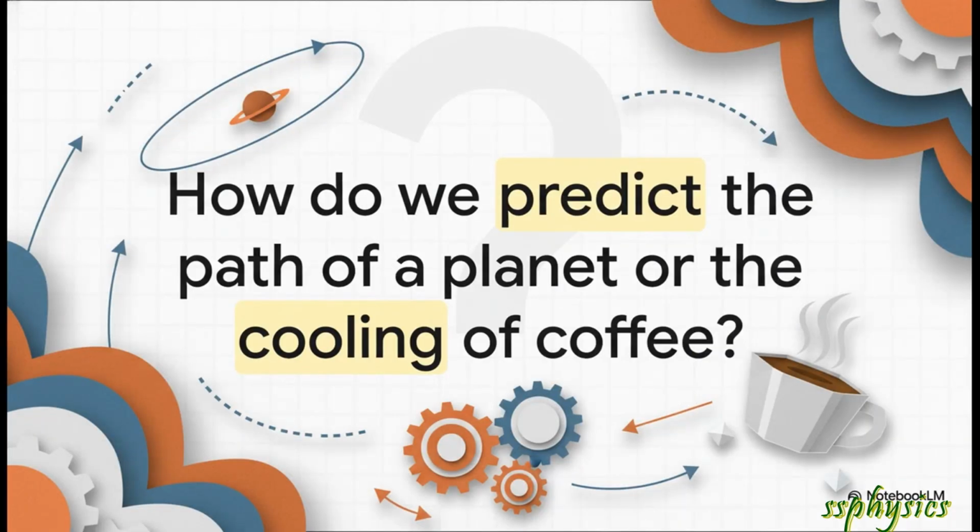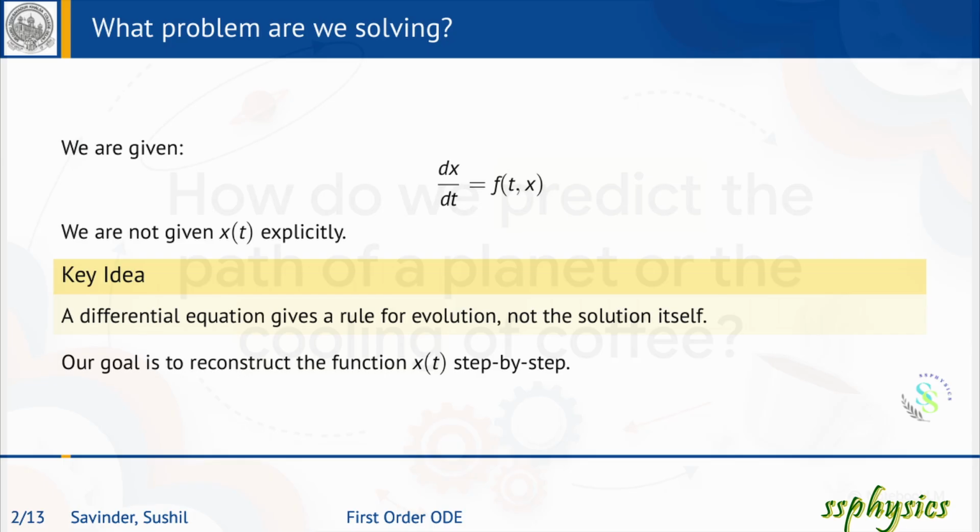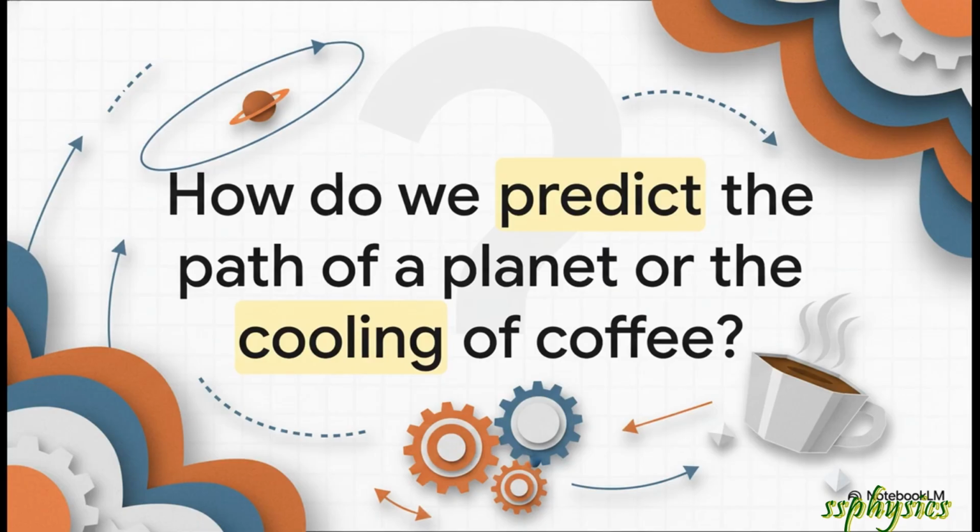So how do we tackle these big problems? Whether it's the path of a planet, the way your coffee cools down, or how a radioactive particle decays, they're all described by something called a differential equation. Now, these equations don't just hand you the answer. Nope. Instead, they tell you the rate of change at any given moment. To see the whole picture, we need a way to step forward in time, bit by bit, and trace out the entire journey. That's our mission today.